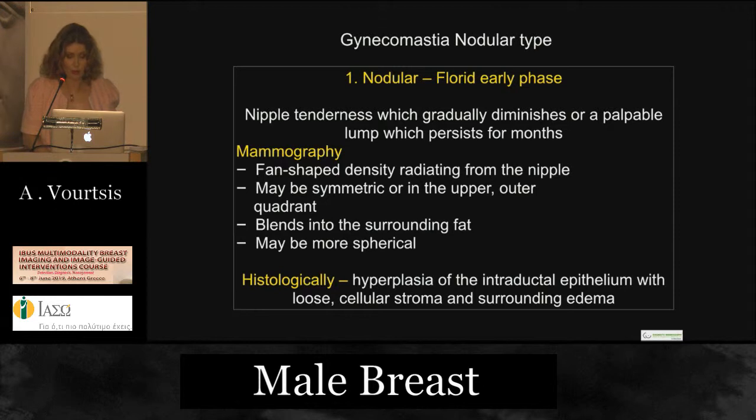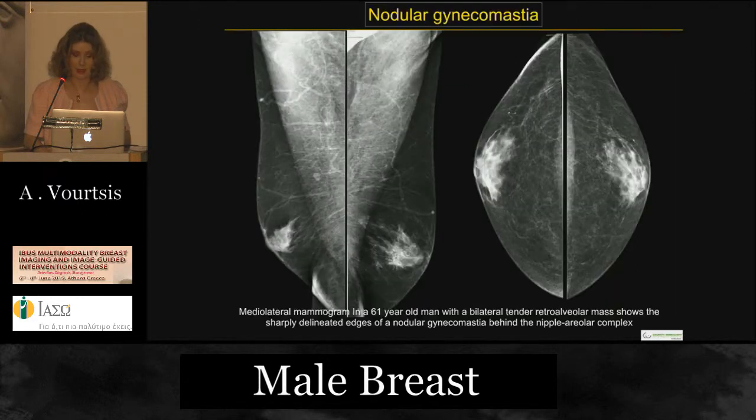The nodular first type, on mammography, appears as a fan-shaped density. It radiates from the nipple. It may be symmetric, located in the upper outer quadrant, and it usually blends out through the surrounding fat. It has more of a spherical shape, and this type, on histology, is due to hyperplasia of the intraductal epithelium with loose ciliary stroma and surrounding edema.